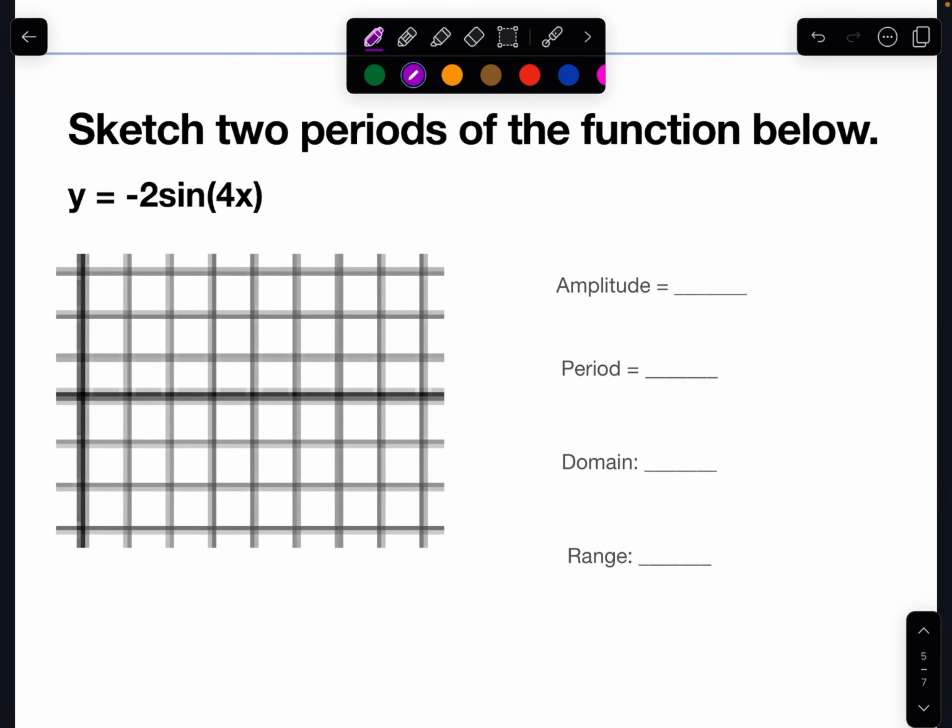We'll finish with a little bit of graphing here. That's how we finish this chapter. So here is y equals negative 2 sine of 4x. We'll sketch 2 periods of this function in the positive direction.